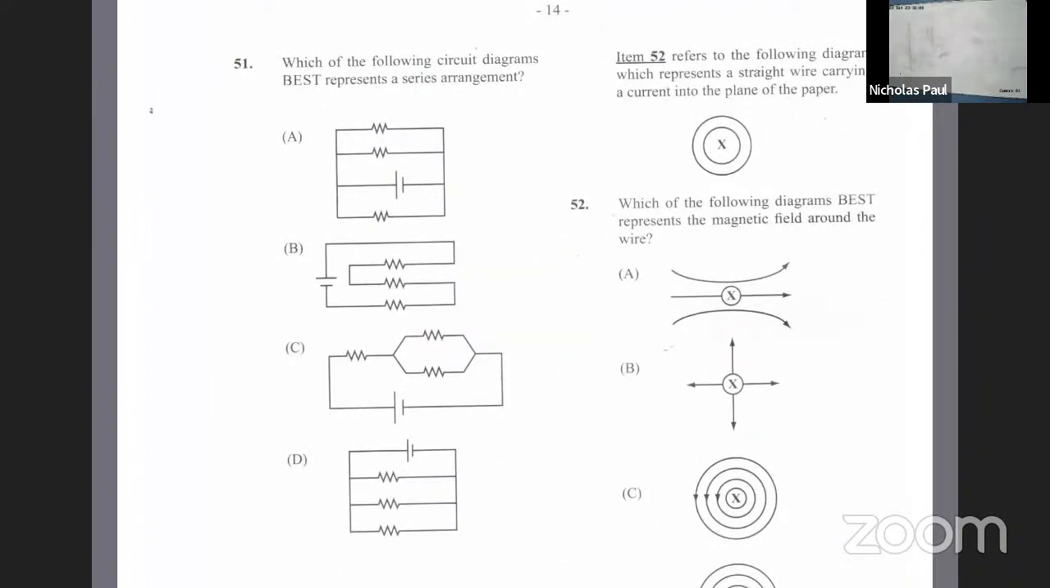51. Right, series. Which of the following best represents series? B. Right? Only one loop, right?